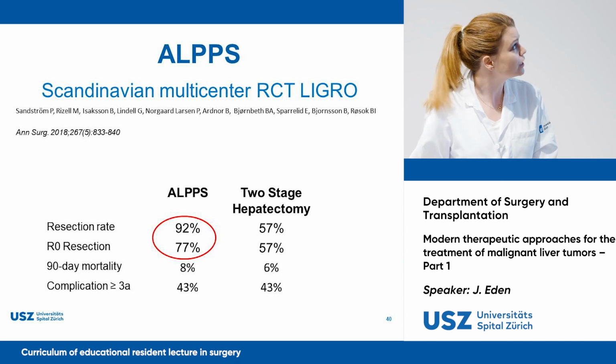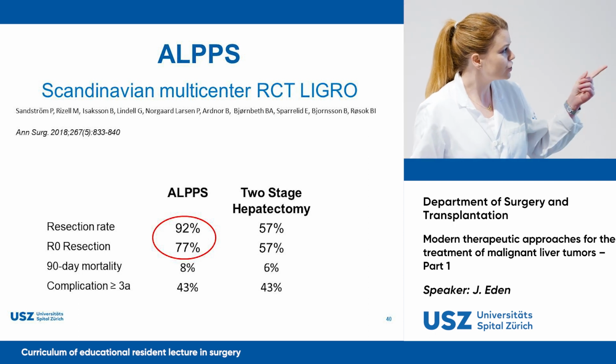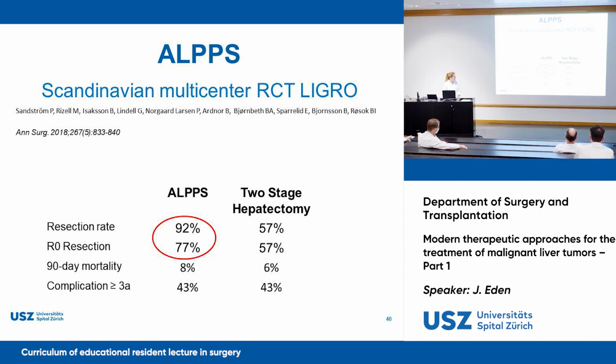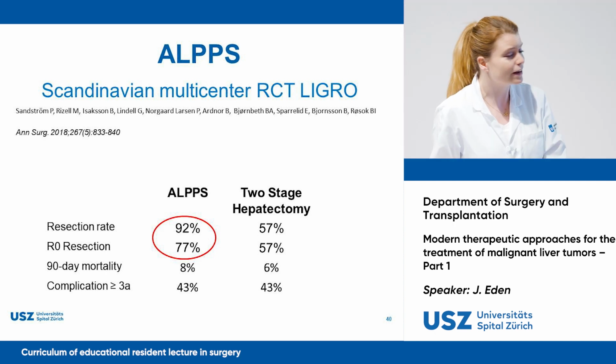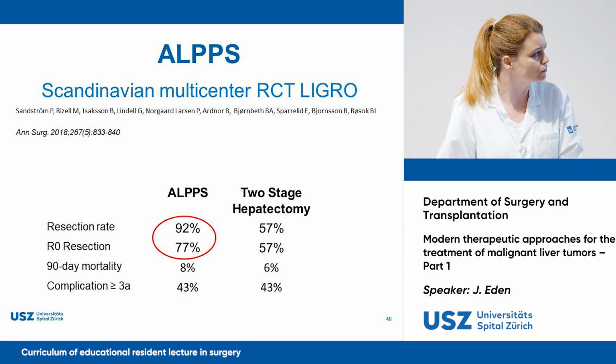I did want to show you also this Scandinavian multi-center RCT because of the results that are quite staggering. We have resection rates for the ALPS procedure of 92 and 77%. And in comparison to that, the two-stage hepatectomy results are not nearly as good. And that is something to keep in mind as well.